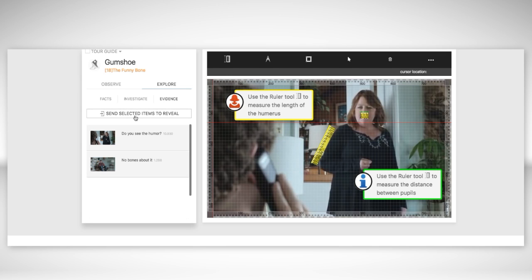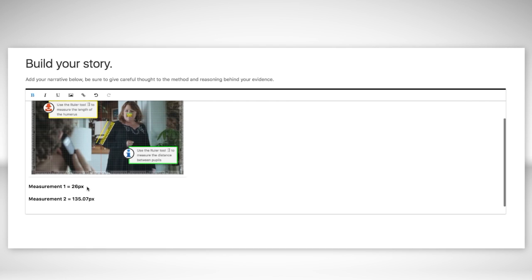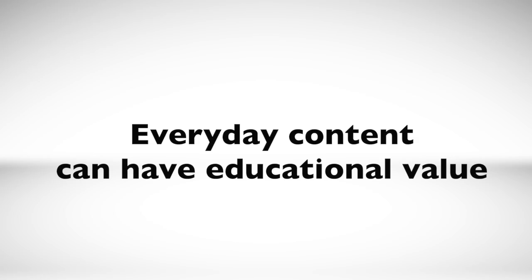Much like a detective has to build their narrative on who done it, the student has to build their story on how they solved the problem. And evidence gets moved over into the reveal, where the student is able to annotate and write their story around it on what was the challenge, what was their approach, and what were the conclusions that they came to as they solved that problem. When they're done, this information can then be shared with their instructor or fellow students. And this is one example of why we believe that everyday content can have educational value.